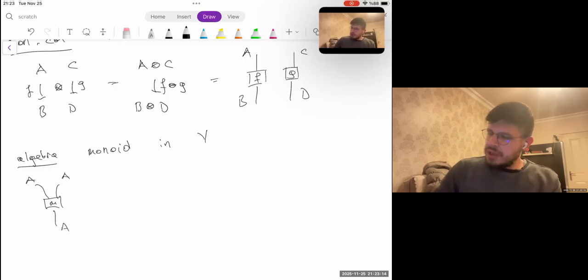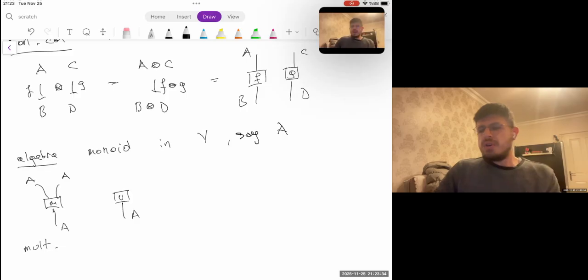So a monoid in V, and let's say an object A in V is a monoid, means we have this operation. So this is multiplication. And we have a unit, which is an operation with no inputs, meaning from the unit of the monoidal structure. For sets, it's just the one-object set which picks the identity element. So this is the unit.